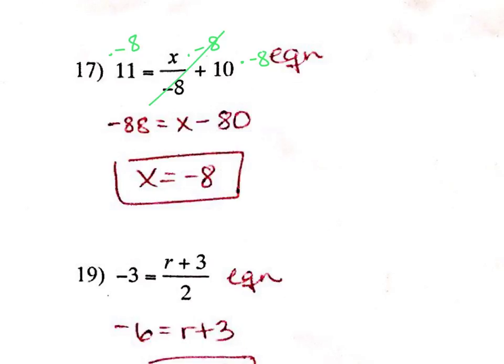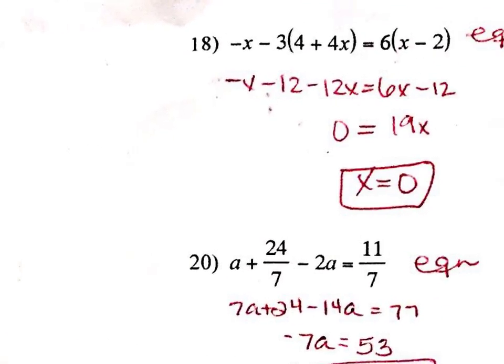So those canceled. And then you can see what I got there. And then the only step I had left to do was to actually go back and add 80 to both sides to get rid of that -80. So then I was left with x equals -8.